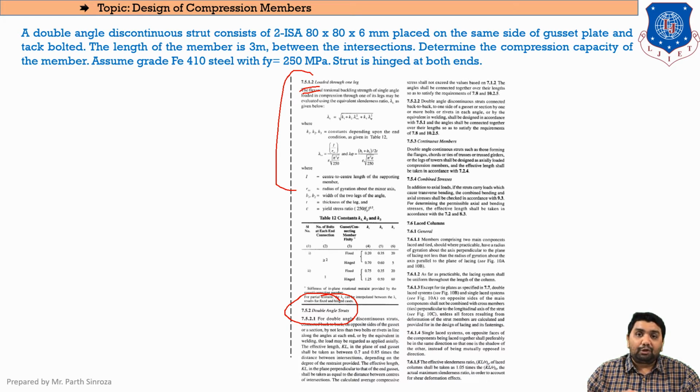Here you can see two subtopics have been mentioned. The first is 7.5.2.1 and the second is 7.5.2.2. For your simplicity, you can say that 7.5.2.1, at the lower left side, is given for double angle struts when they are placed on opposite sides of GP. This clause will be used when the double angle struts are placed on opposite sides of GP, and 7.5.2.2 will be used when the double angle struts are connected on the same side of GP.